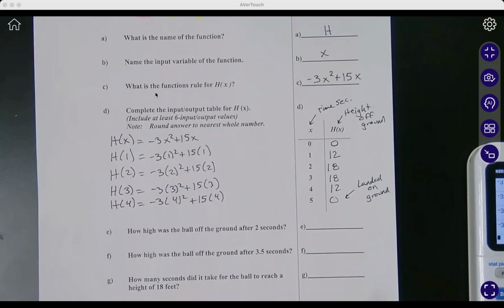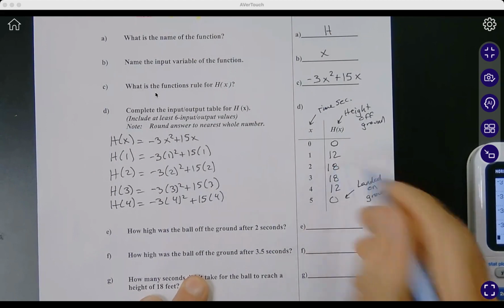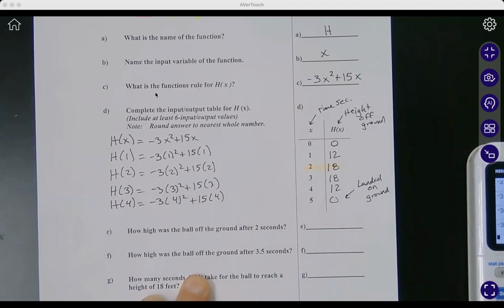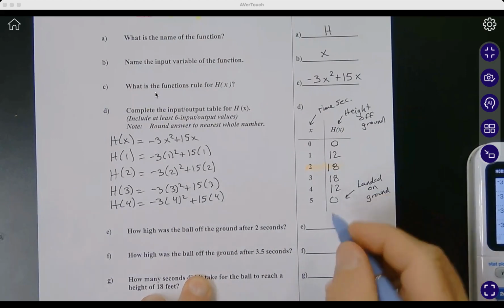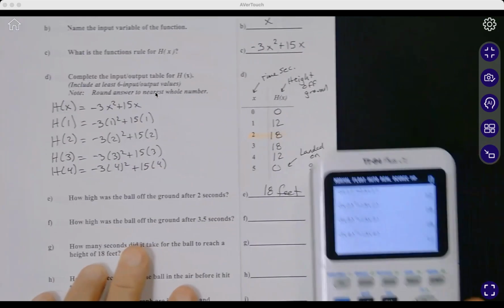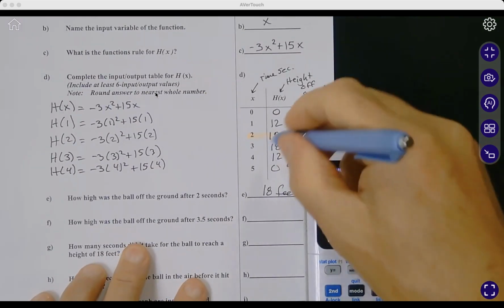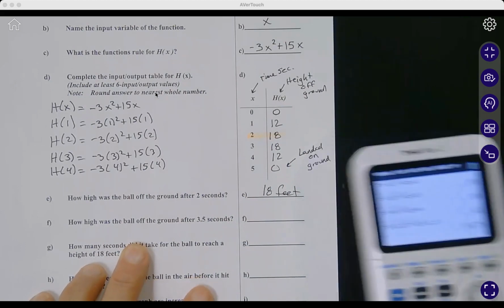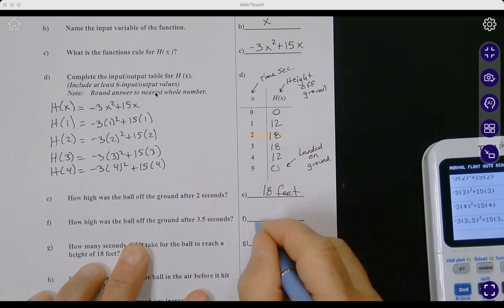Okay, how high was the ball off the ground after 2 seconds? Well, after 2 seconds, the ball was 18 feet. The unit of measurement is feet, so 18 feet. Make sure you use those units of measurement on these ones. Now 3.5 seconds. That's not on the table, but I know it's going to be between 18 and 12 feet. If not, I made a mistake. Enter. 15.75 feet. And notice that is between 15 and 12.